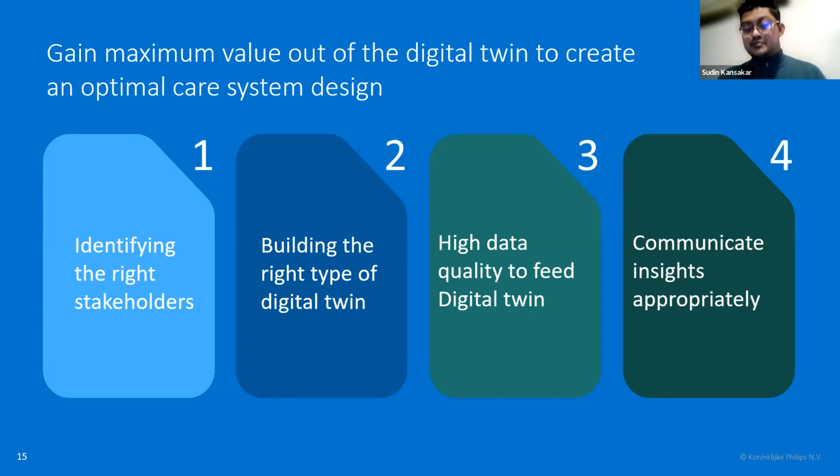Because this is a data-driven approach, if you have poor data quality, then it's going to be very difficult. And there are two ways to go about it. One is, once you feed the data, by showing the data to the stakeholders that can impact data quality and what the value of entering this data is going to have on them, we can try to increase the data quality on an ongoing basis.